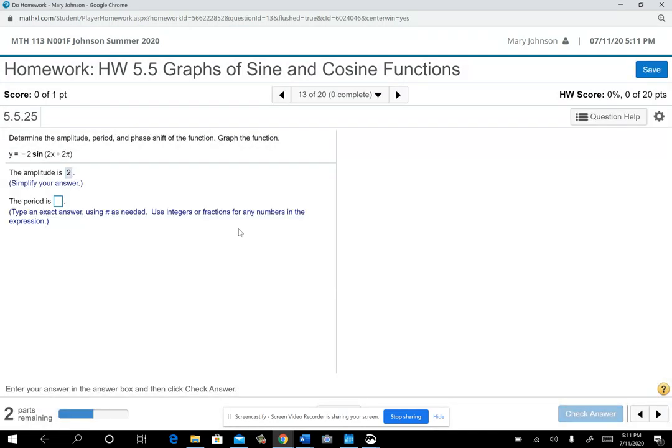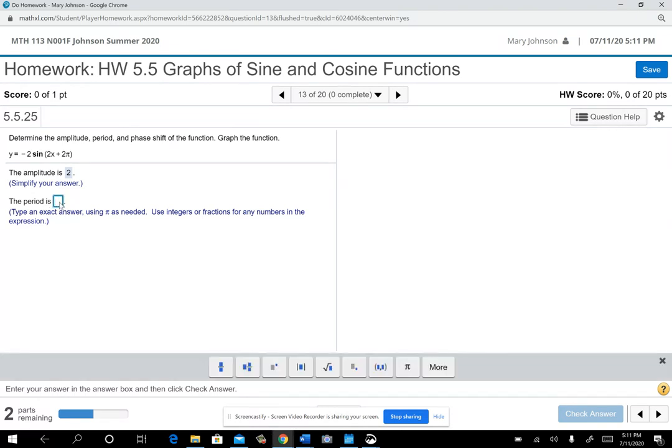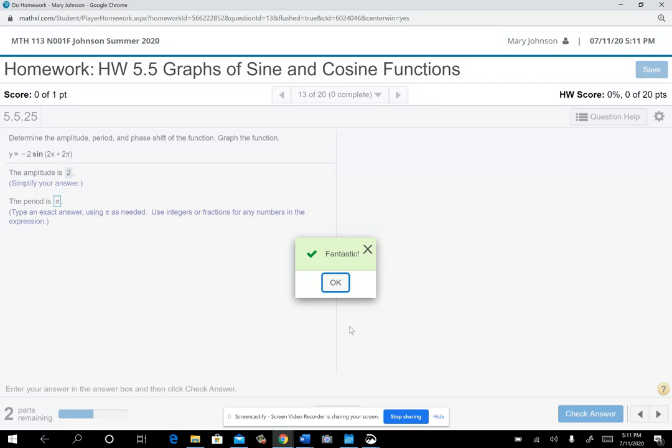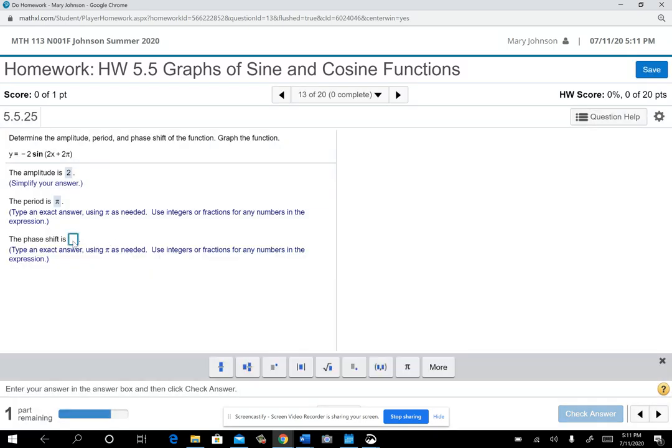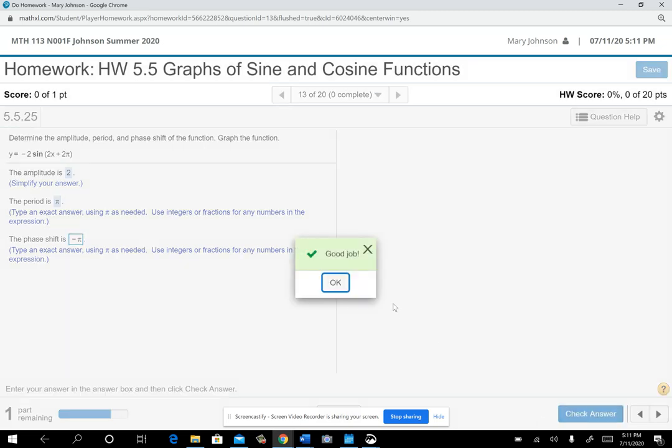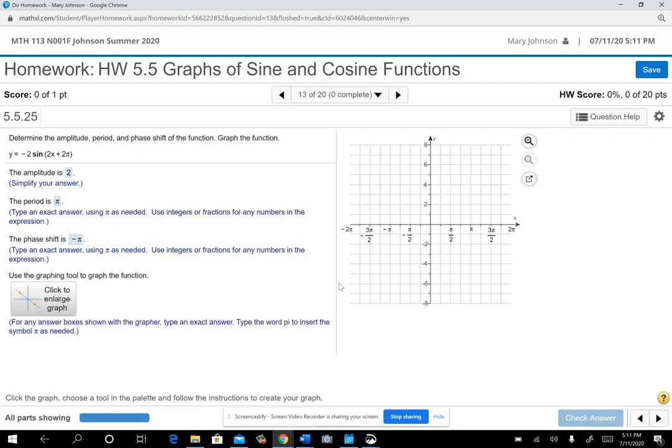All right, now it's going to ask you for the period, and that was pi, and the pi is in the toolbar. Okay, then they're going to ask you for the phase shift, and the phase shift was negative pi. Not equals, but negative pi. Okay. All right, now once you get all of those correct, it comes in and it has you graph it.